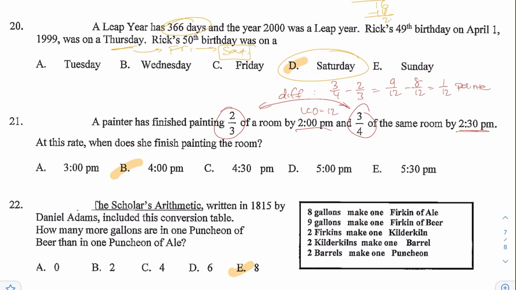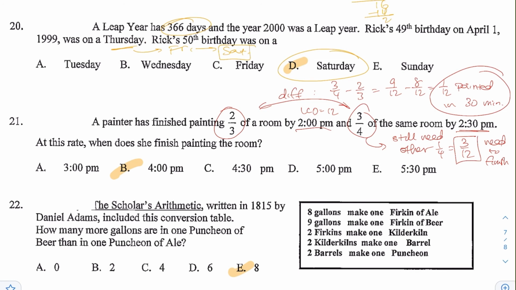So 1/12 of the room is painted in 30 minutes. And you want to still finish painting the other 1/4. And 1/4 is really 3/12. So if you still need 3/12 to finish, and it takes 30 minutes to paint 1/12, you just take 30 minutes times 3, and that would be 1 hour, 30 minutes. So you have to take 2:30 plus 1 hour, 30 minutes. And here you have 60, so you have to carry the 1. That would be 4 o'clock. Choice B.